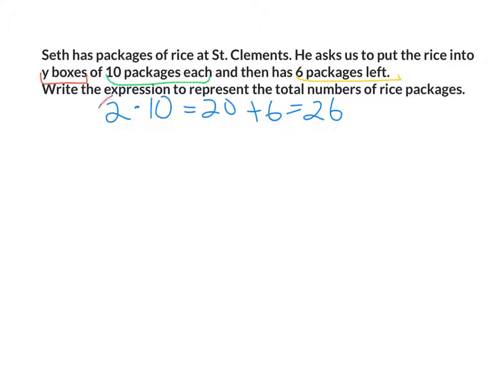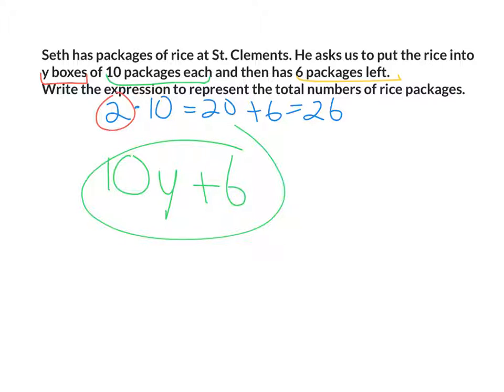So remember, we didn't know there were 2 boxes, but we multiplied the number of boxes times the number of packages. So we still want to do that, but we're going to do it now with our variable, which is y. We have to remember 10 comes first, y comes second. So it's 10y. He has 6 left over. 10y plus 6 is the number of rice packages Seth has.